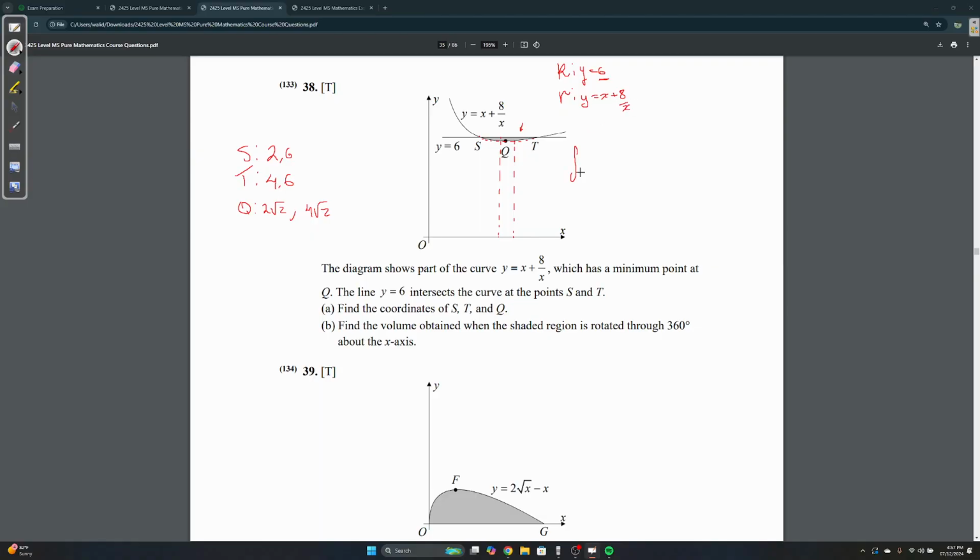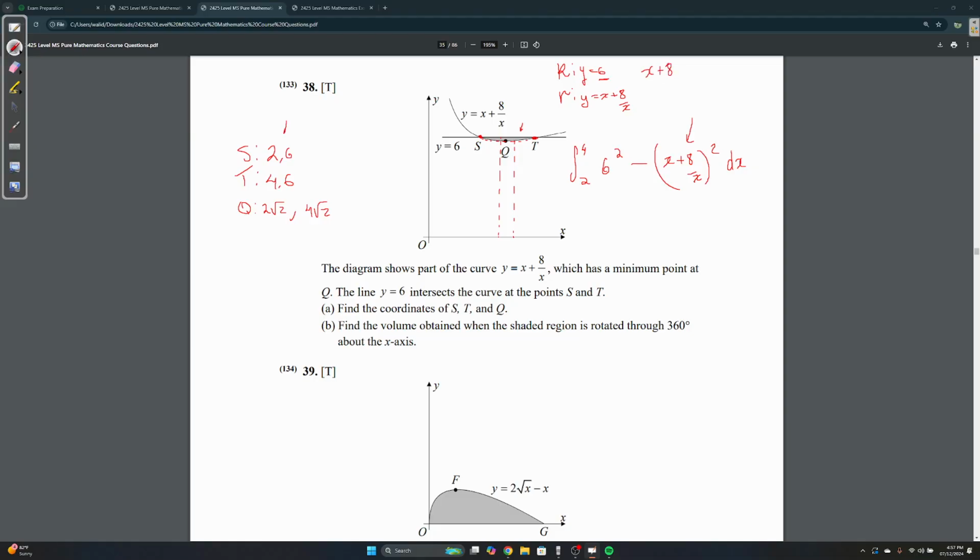Okay, let's apply our formula. Integral, from what distances? We're talking about from s till t. That's why, by the way, they required us to find s and t to know our bounds. So from 2 to 4. So integral from 2 to 4, big R squared, so 6 squared, minus small r squared, x plus 8 over x squared, dx. We need to expand this.